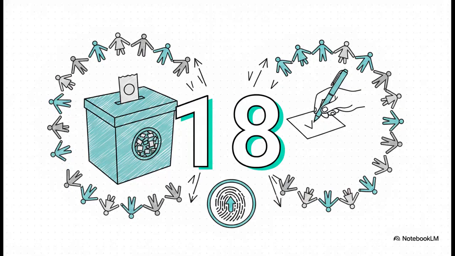Moving on to voting rights. 18. That is the absolute magic number for universal adult franchise in India. If you are a citizen 18 years of age or older, you have the fundamental right to vote, completely irrespective of caste, color, or religion. A super vital point for the exam, independent India replaced the old British communal electorate with a joint electorate system. This means voters in a constituency all vote for the same candidate together, which is meant to foster communal harmony.